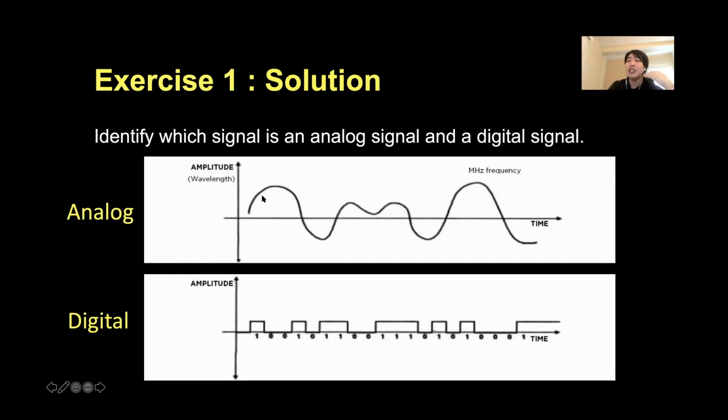Analog can be continuous. It can have any value between one point and the other, right? But digital can be either 0 or 1. 1 0 0 1 0 1 1 0 0. That's how computers pick up and communicate with us.